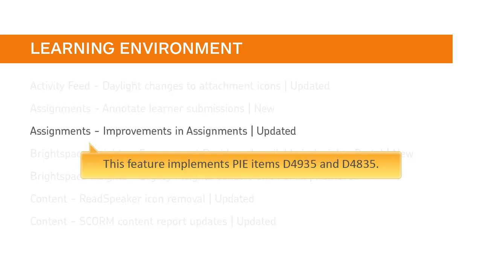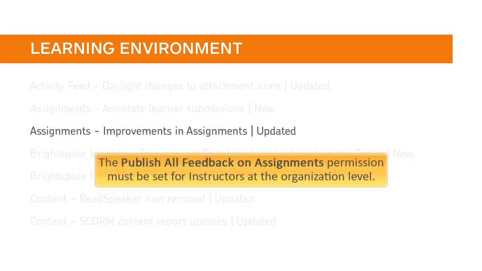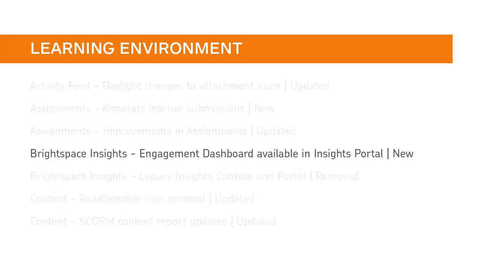D4935 and D4835. The Publish All feedback on assignments permission must be set at the organization level. There is a new engagement dashboard available in the Insights portal, which includes 4 new visualizations: course access, assignment completion, time the learner spent in the course content, and current final grades.